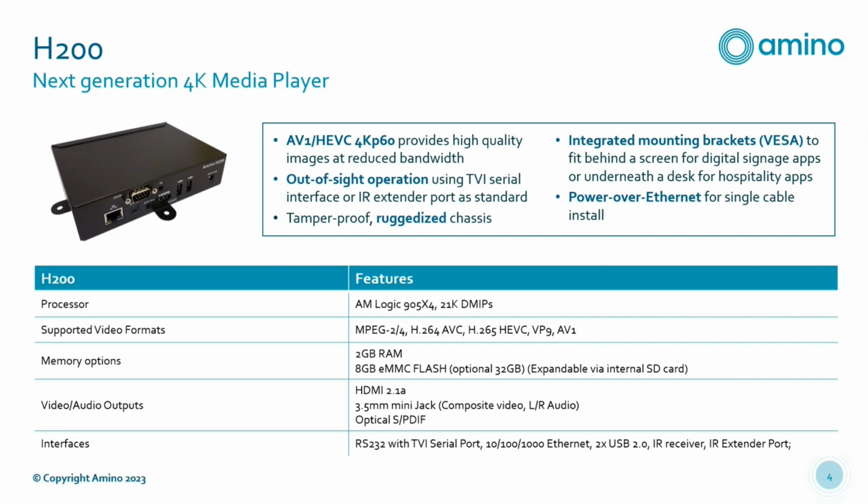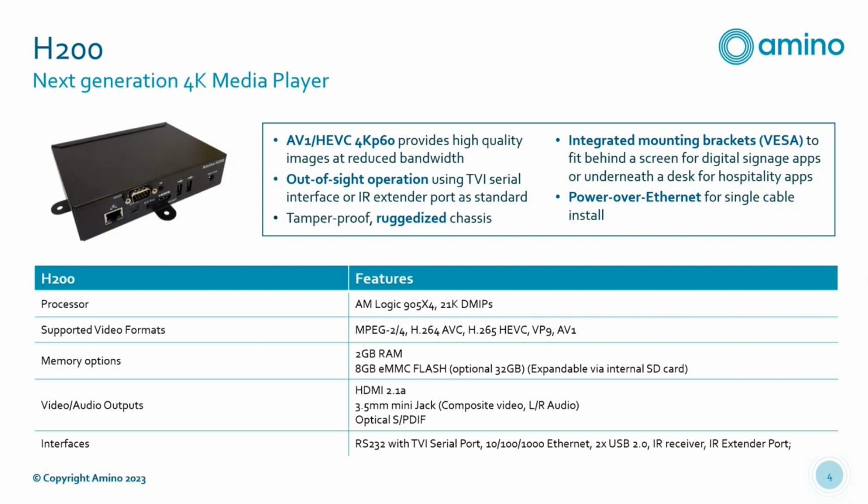It is based on the Amlogic S905X4 chipset. Really capable chipset, 21,000 DMIPS. In the next slide, we're going to do a comparison between this and our previous generation. You'll see it's not just an iteration of new hardware; it's leaps and bounds beyond where we were before. I won't go through all the specs here. We'll make these available to anybody who's interested in the webinar, and they'll be available offline as well.